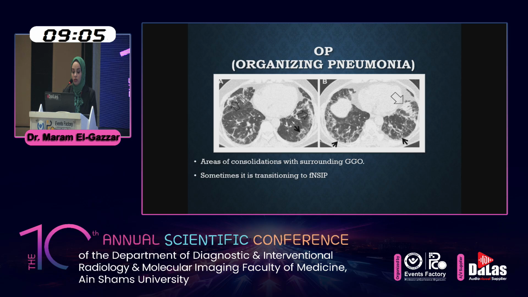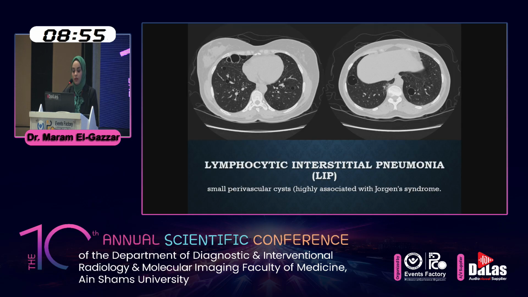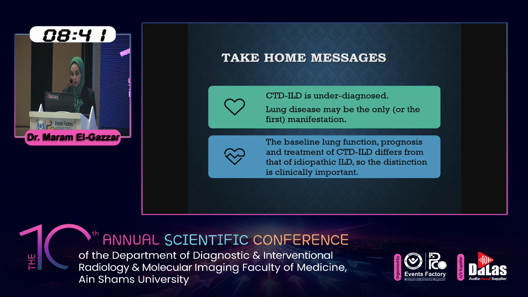Organizing pneumonia: there are areas of consolidation with surrounding GGO. Sometimes they say it is transitioning to fibrosing NSIP. Lymphocytic interstitial pneumonia: there are small scattered perivascular cysts, simple cysts with a related vascular structure passing through them. So it is LIP, highly associated with Sjogren syndrome.